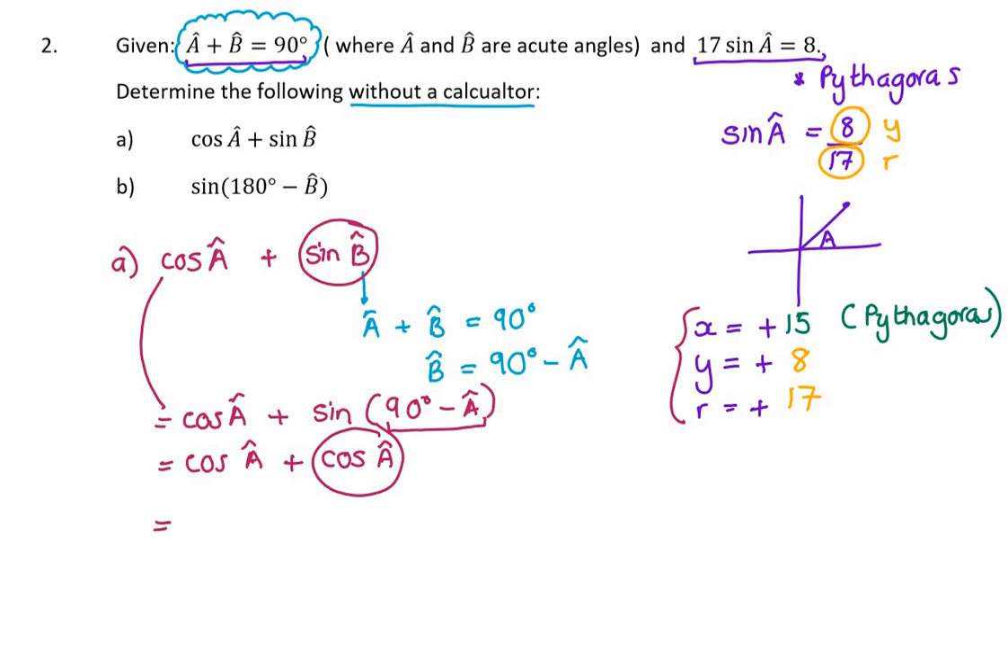Now this is great because cos of A is very easy. I know what x and r are. So x is 15, r is 17, so basically I get 15 over 17 plus 15 over 17, which is 30 over 17. So really nice question. It's a bit of a Pythagoras one, but with co-ratios built in.